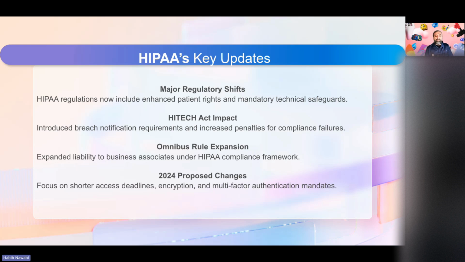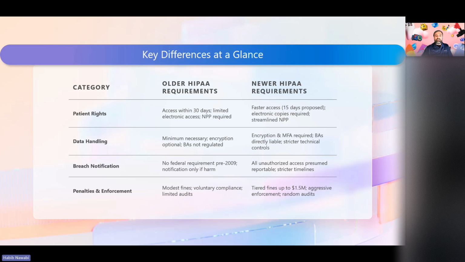The omnibus rule expansion is also the liability for the business associates along the compliance framework. So it's your supply chain that's going to now be more involved with that component. And then also the 2024 proposed changes are more on shorter access deadlines, more encryption variables, and the MFA mandates.